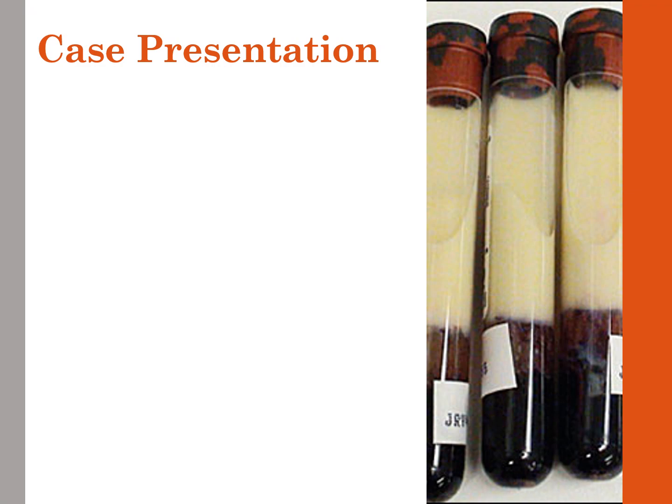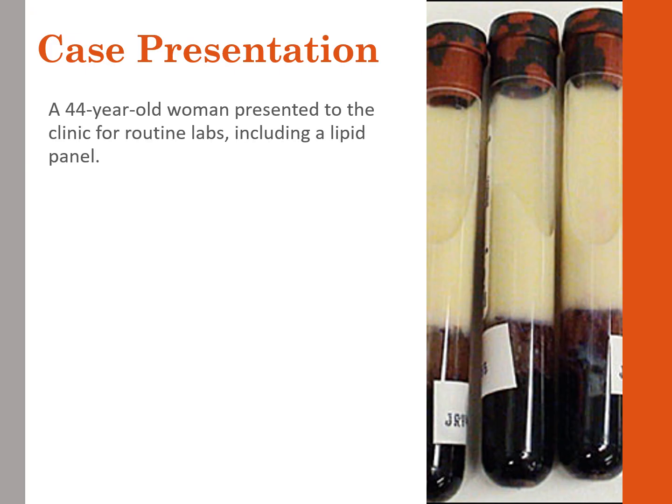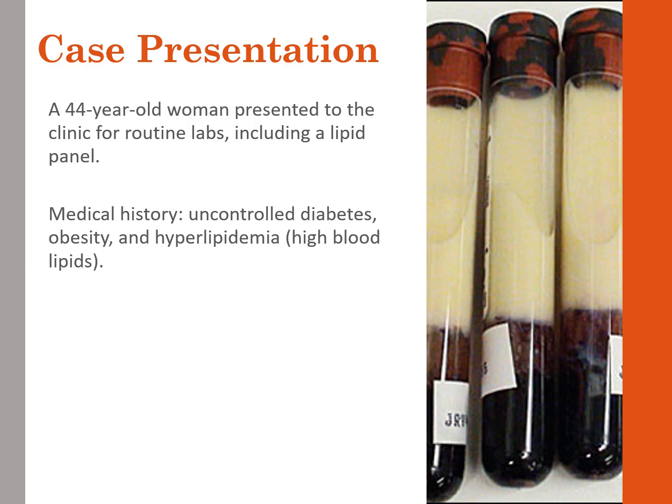To help put this into perspective, let's look at a case presentation of a 44-year-old woman. She comes to a wellness clinic, she gets her regular labs, and that includes a lipid panel. Her history includes uncontrolled diabetes, obesity, and hyperlipidemia, which can be a range of things, like high cholesterol or high triglycerides. It can even be a combination of many different ones.